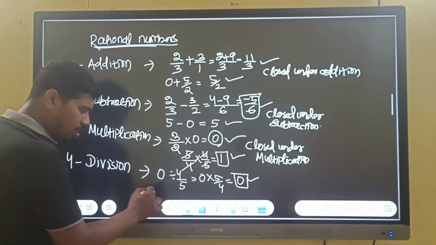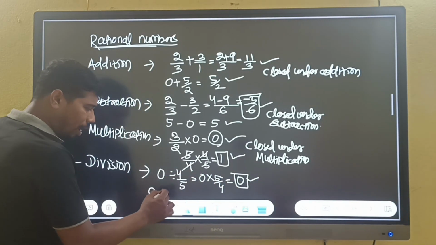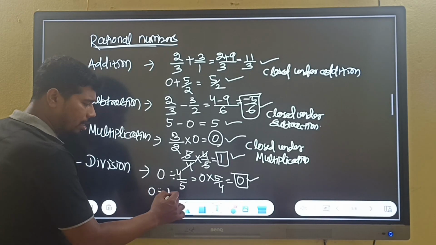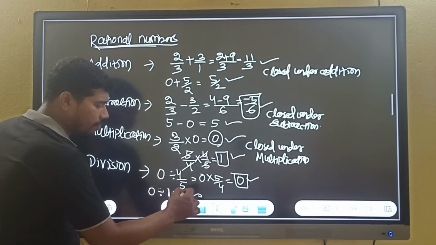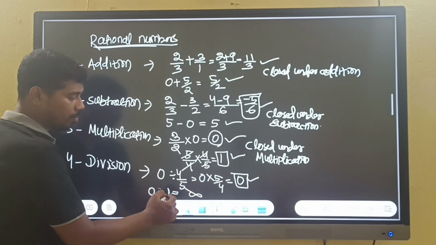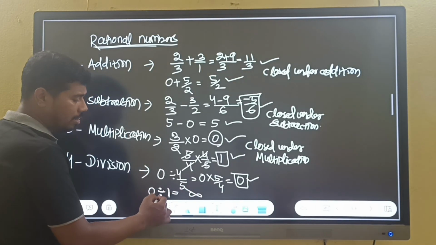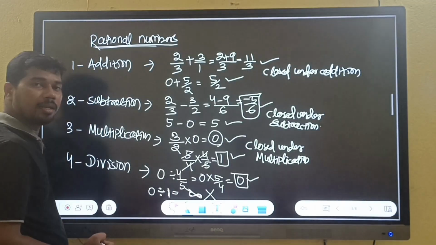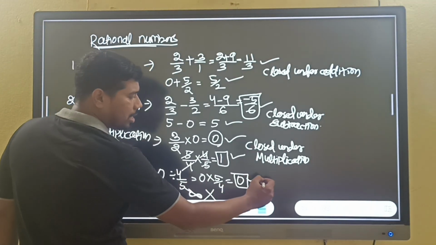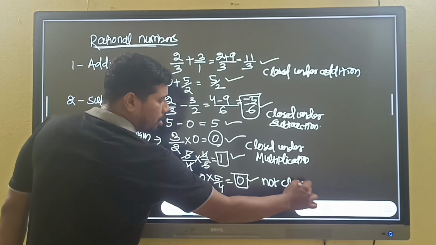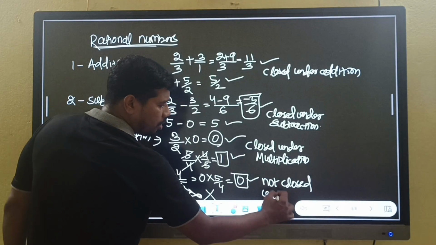But 0 is a rational number, and 1 is also a rational number. If you divide 1 divided by 0, the result is not defined. We can't get a value of this number. Division by 0 is not defined. So it is not a rational number. So we can write it is not closed under division. Not closed under division.